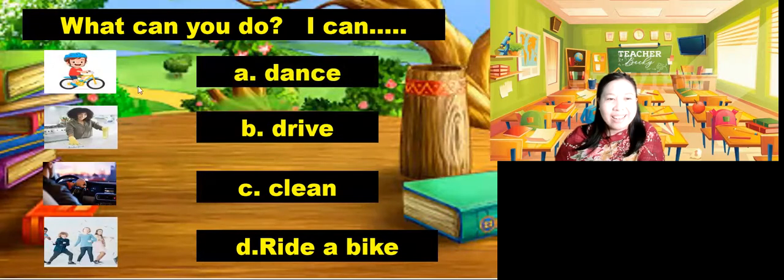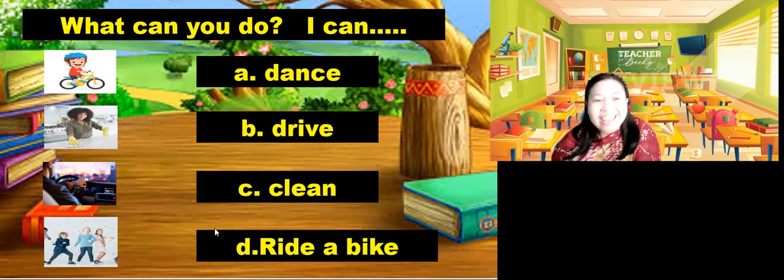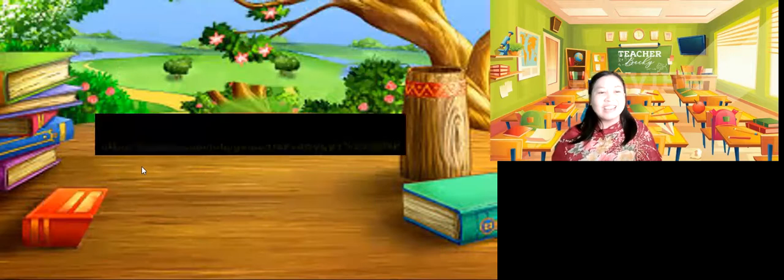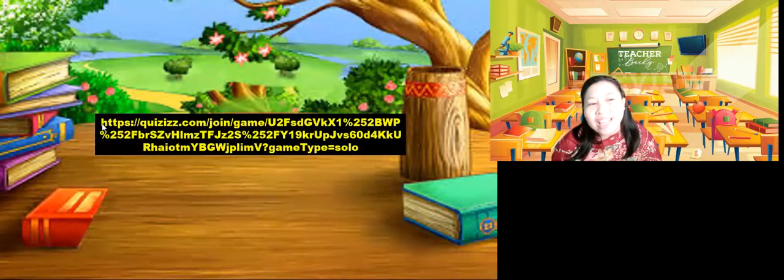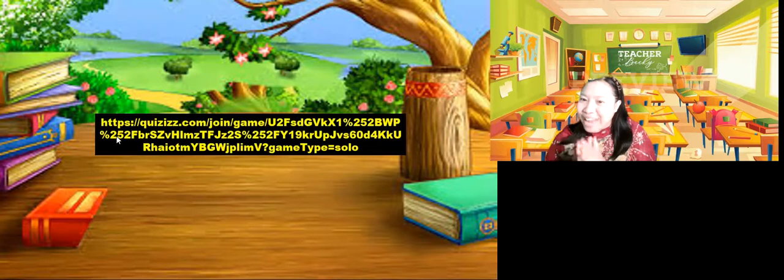Number one. A, I can dance. B, I can drive. C, I can clean. D, I can ride a bike. What is your answer, number one? Letter D. I can ride a bike. Number two, I can clean. Number three, I can drive. Number four, I can dance. Okay, easy. No? And then this one, this is the link for you to play.